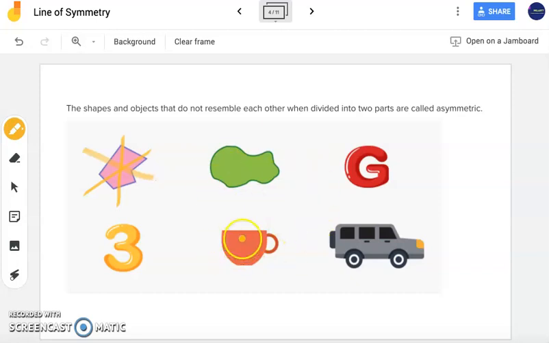And same for all of these objects here. If I was to draw a line right here through this object, it's not the same amount on both sides. So therefore, it would not be symmetrical. And as you go and take a look at each of these objects on this piece of paper, none of them are symmetrical because nowhere can you draw a line to form two equal parts.